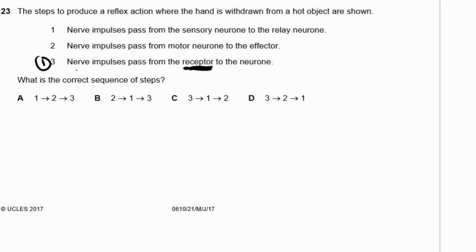So 1. Nerve impulses pass from the receptor to the neuron. The neuron that it passes it to is the sensory neuron, the neuron that's attached to the receptor. Okay, sensory neuron to the relay neuron in the spine, and the nerve impulses pass from the motor neuron. So I'm missing, obviously, relay neuron to the motor neuron. It goes from the relay neuron to the motor neuron to the effector, and the effector is a gland or a muscle that does whatever the stimulus says it needs to do, basically. So the answer is 3, then 1, then 2. So that's C.